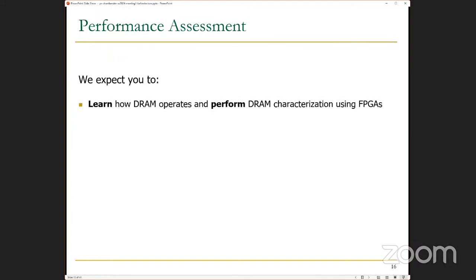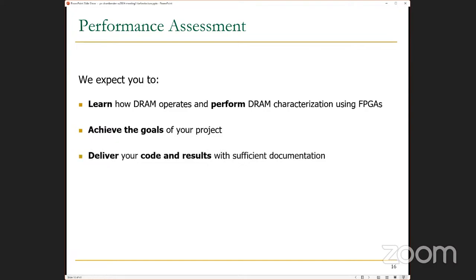So the course, we expect that after this course you will learn the low-level operation of DRAM chips and gain some hands-on experience on DRAM characterization with FPGAs. You should be able to achieve the predefined goals of your project, and deliver your code along with your results and analysis with reasonable documentation. And finally, you will present your projects to our group.